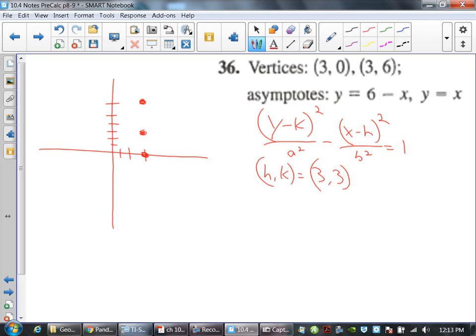Now, going back to how we worked with the asymptotes. Remember, when we dealt with our asymptotes, we had a simple formula for the vertical ones. When you had your vertical asymptotes, you knew that y equaled k plus or minus a over b times x minus h. We knew the slope, because one of them had a slope of 1, the other one had a slope of negative 1. Remember that from the beginning parts?